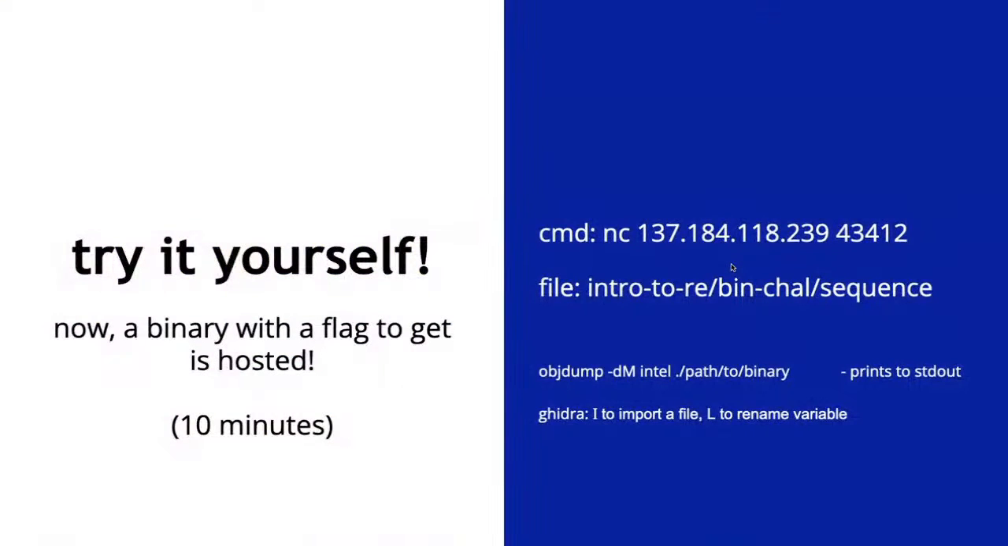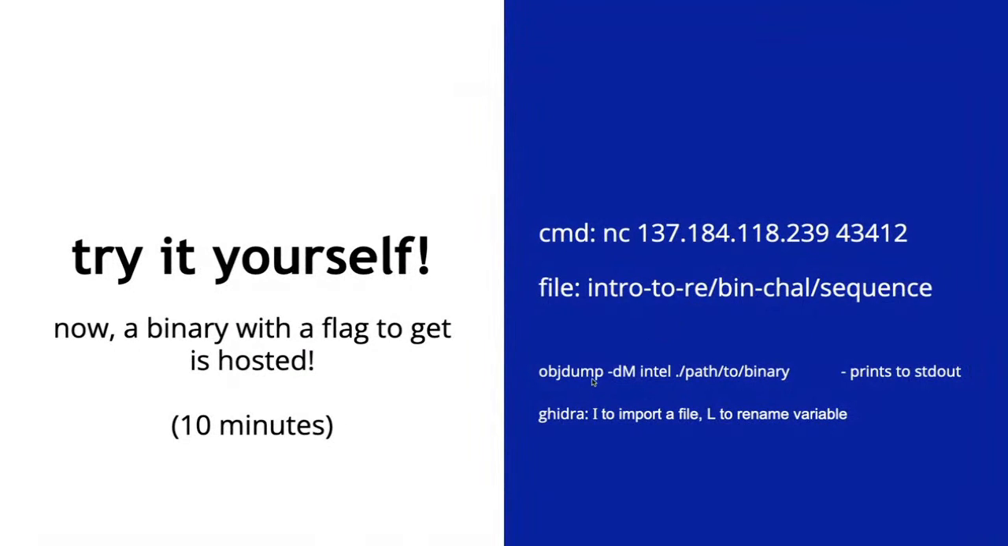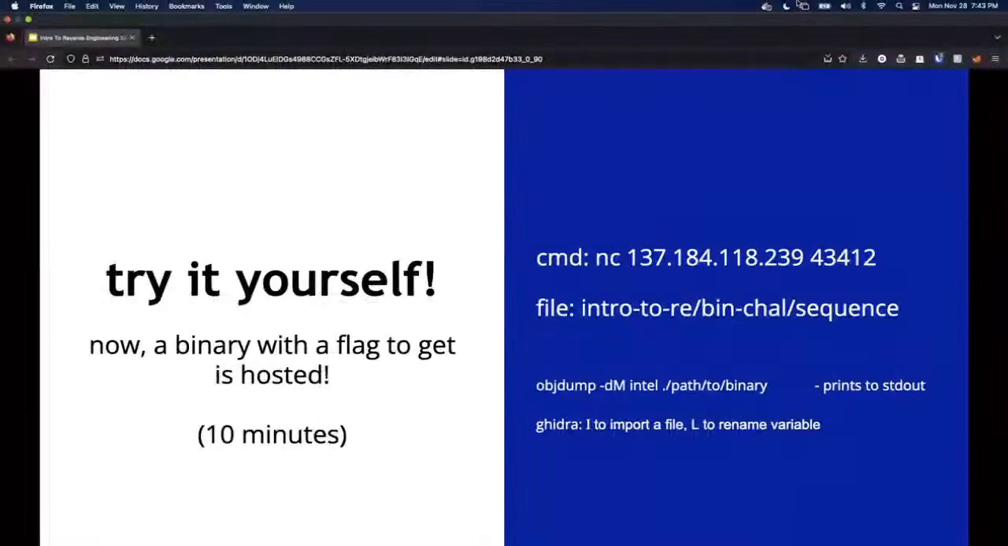I'm going to go back to my slides. There is one more challenge. We're almost running out of time, but I'm going to give you guys 10 minutes to run the last binary that we haven't looked at yet, and that is the sequence binary. It's hosted at 137.184.118.122, at port 43412. And then below are the objdump instructions, and then the key bindings for Ghidra. So I'm going to give you guys 10 minutes to work on that. Feel free to ask me any questions. I'll be more than happy to discuss during that time.